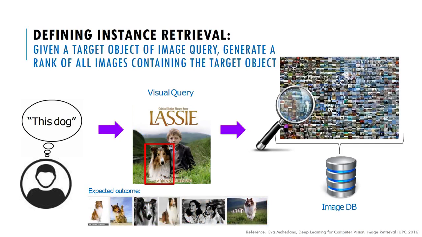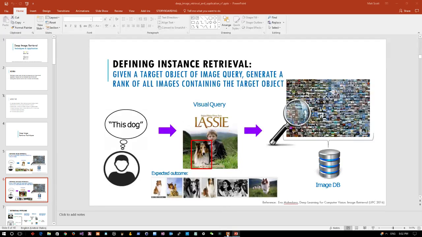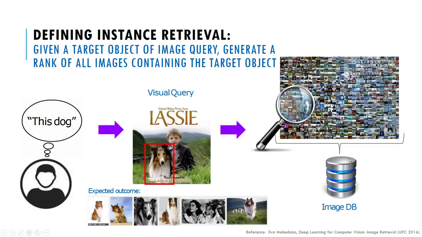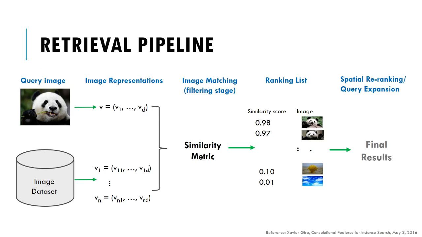But instance retrieval, which will be the majority of this talk, is a bit different. Instance retrieval is all about finding this dog or this particular object and generating a rank list of all images containing this particular object. So that's what we're going to be speaking a lot about today, instance retrieval. And now we're going to go over the basic retrieval pipeline. This is a common pipeline that we will be referring back to for this talk.